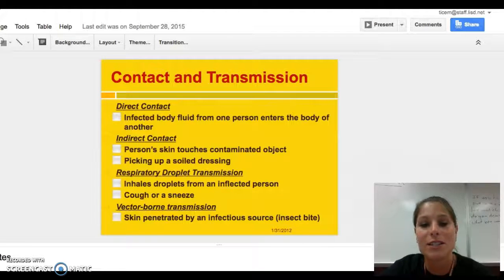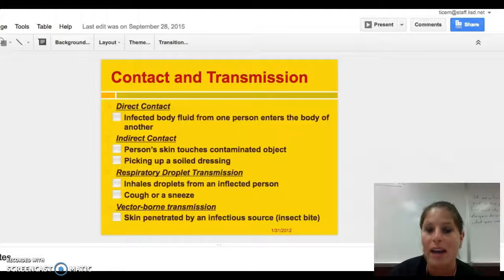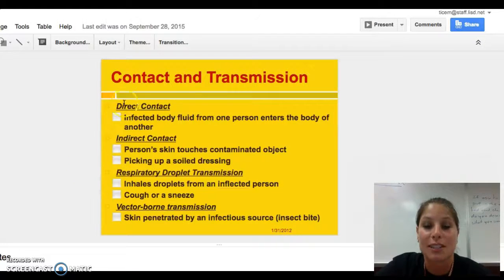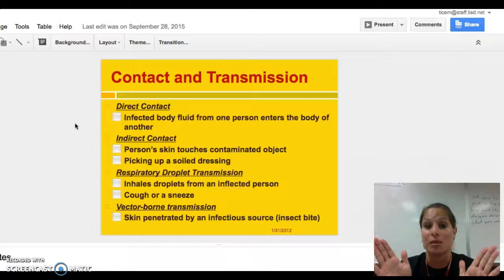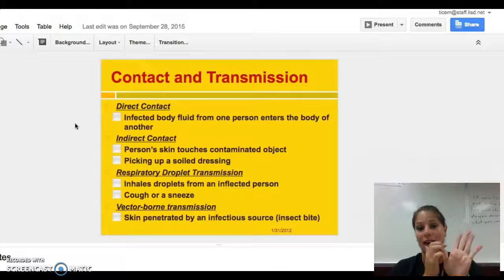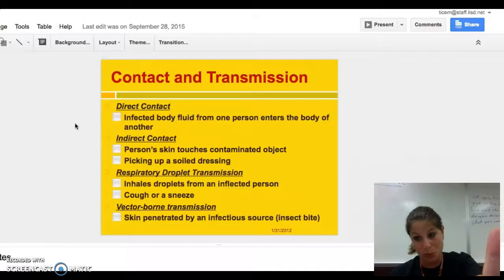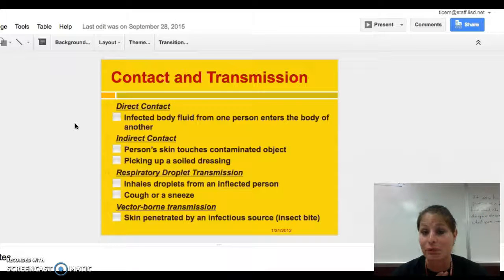So the first thing that we're going to talk about is how we come in contact with this kind of stuff, okay? And so this is going to be contact and transmission, okay? So there's four main types. The first one that we see is direct contact, all right? And it says infected body fluid from one person enters another person. So if I cut myself and I am bleeding and I touch you, then my body fluid is going directly to you. Okay, and that's how we get direct contact.